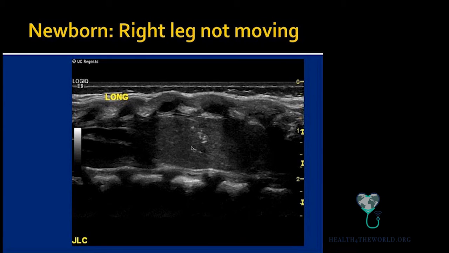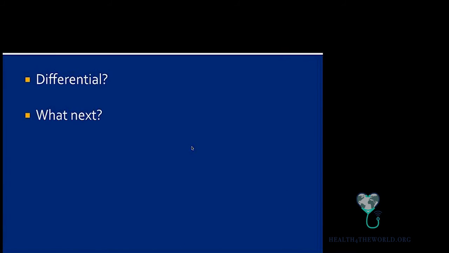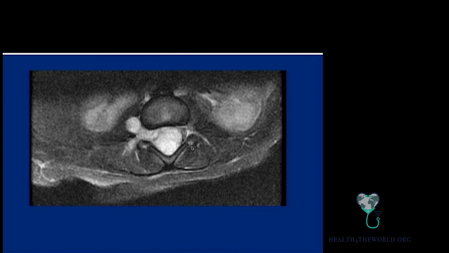A newborn with the right leg not moving. We need an ultrasound here, and we see that this very large mass is quite vascular, with complications within it. So we gave a little differential. We said it could be a teratoma, could be some kind of a nerve sheath tumor like a schwannoma or something like that, very uncommon though at this age. And then there are a few things like hemangiomas that we can also see. So what I'm going to do is an MRI.